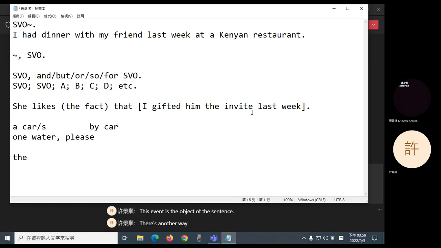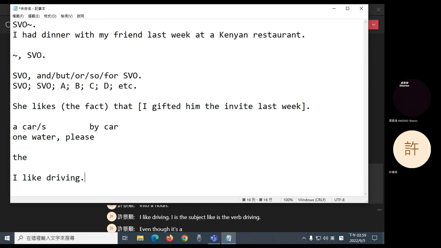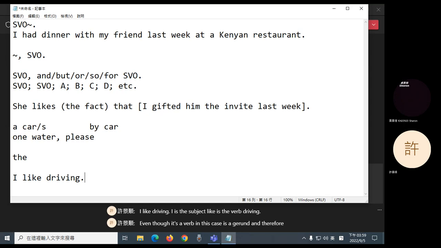There's another way to create longer nouns, and it involves the use of the grammatical item known as the gerund, 动名词. So this is to take a verb, turn it into a noun. I like driving. I is the subject, like is the verb. Driving, even though it's a verb, in this case is a gerund and therefore can be used as a noun. So driving is the object. Now this kind of noun is special because, remember, it used to be a verb, right?